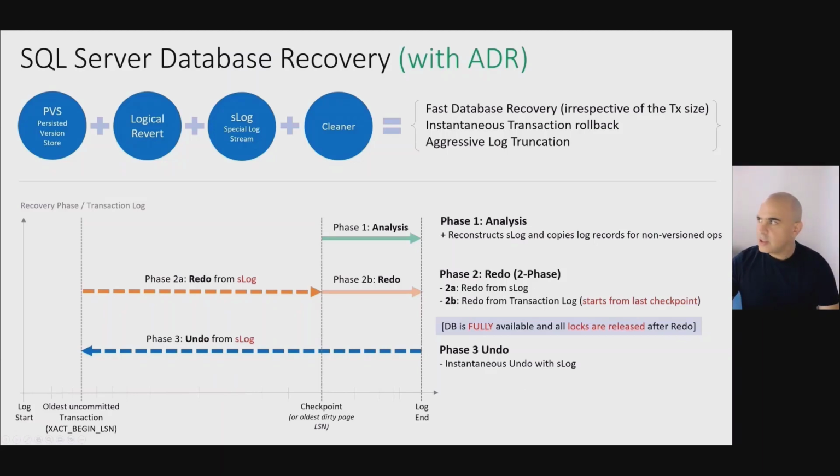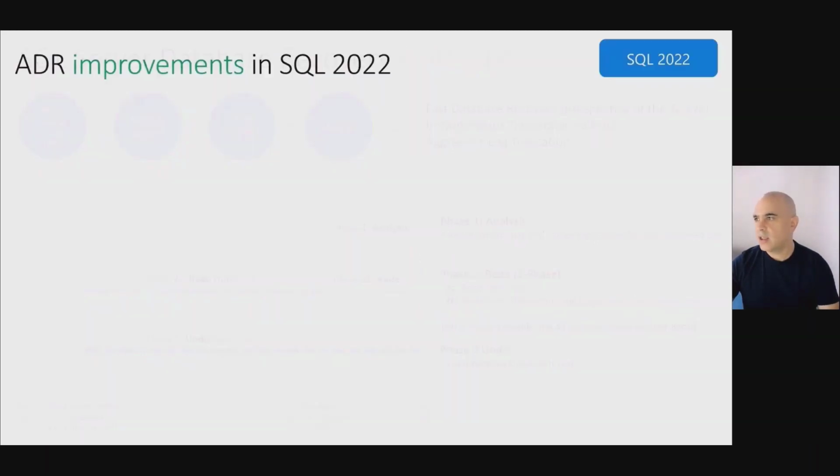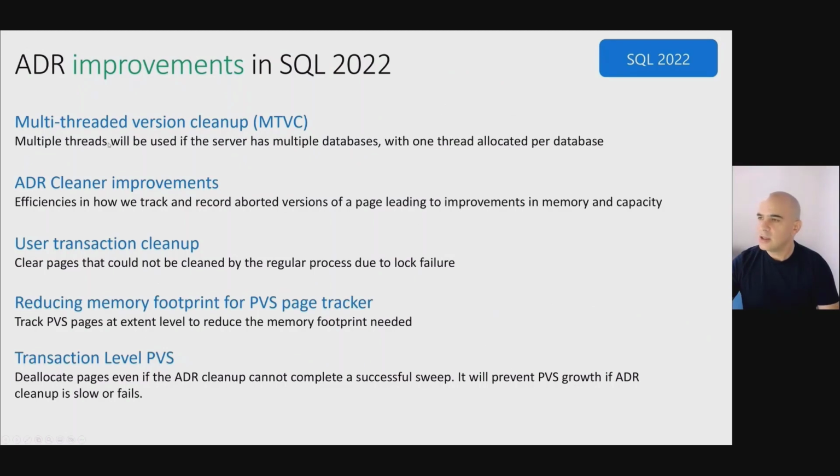So this is a quick history of ADR so far. As I mentioned, this has been available in SQL 2019, but now with the release of SQL 2022, we have a couple of improvements on ADR, and these are these. We're introducing a multi-threaded version cleanup, MTVC, where multiple threads will be used if a server has multiple databases, with one thread allocated per database.